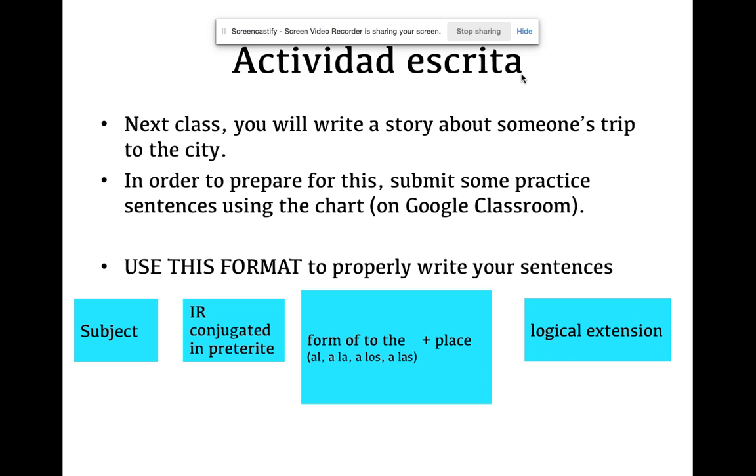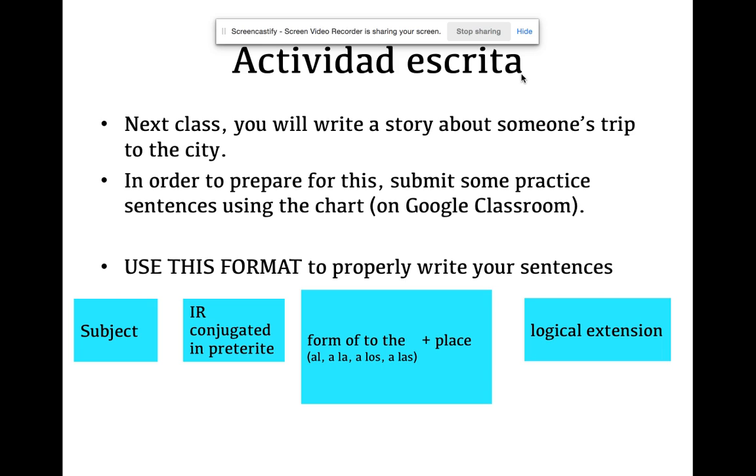Okay, now that you've answered those questions about Eliana, we will move on to a new type of activity. This is a written activity, okay? So now the transfer is, instead of us giving you the vocab in context, now you're going to give us the vocab in context, okay? So next class, you're going to write a story about someone's trip to the city. So in order to prepare for this, you are going to submit some practice sentences. That way we can see how you're doing before it's a grade, right?